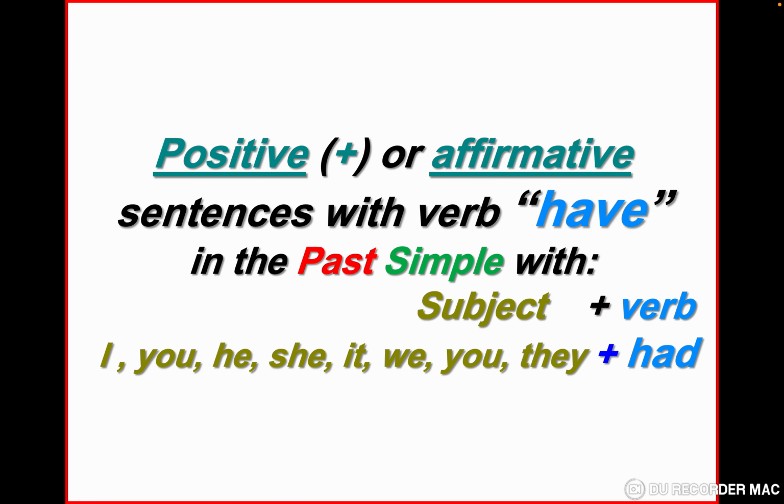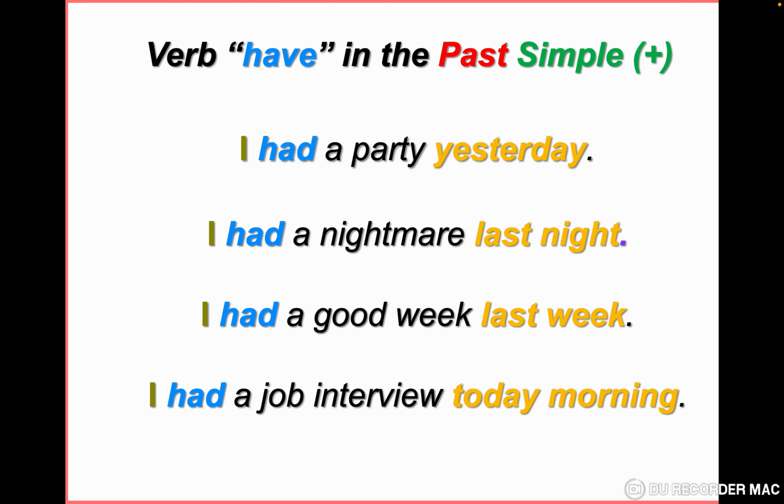Now we'll start with the positive form. We are going to see had. I had a party yesterday. I had a nightmare last night. A nightmare means a bad dream. I had a good week last week. I had a job interview today morning. So in these sentences, we have had. So the past of have is had.